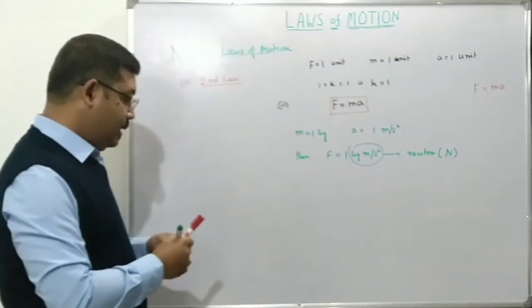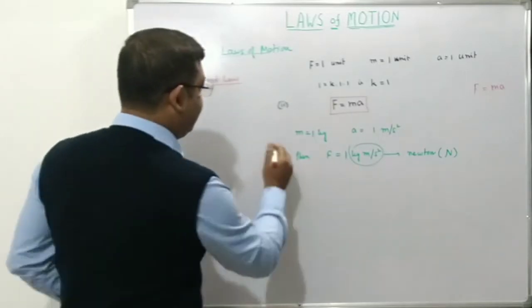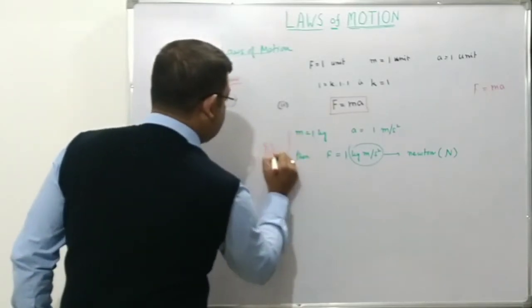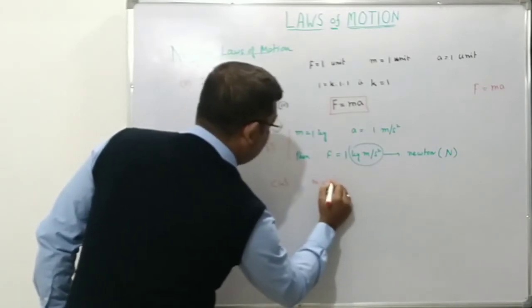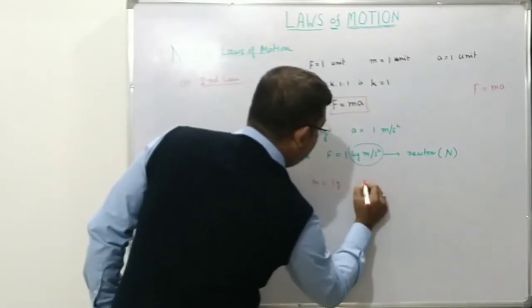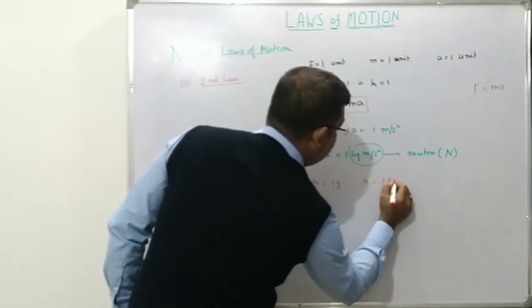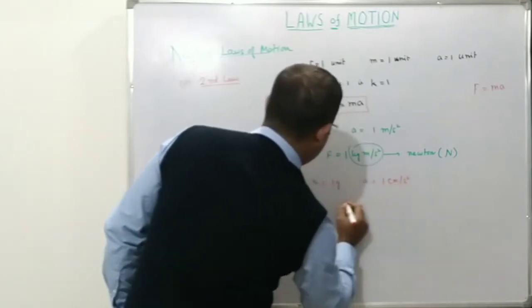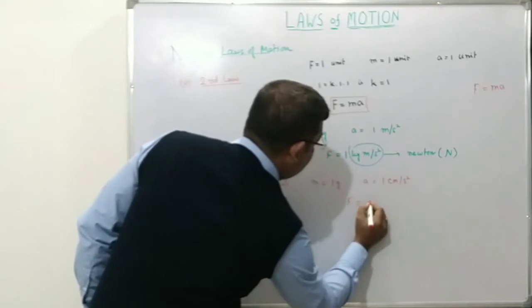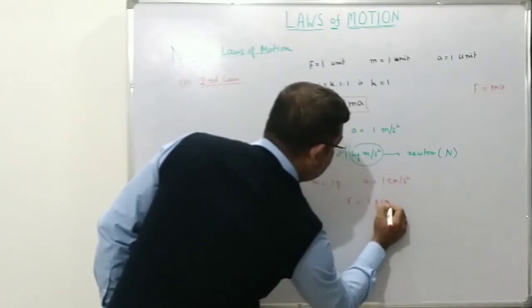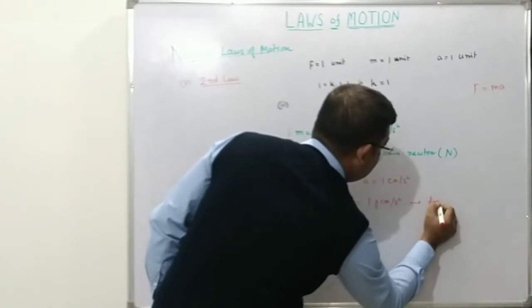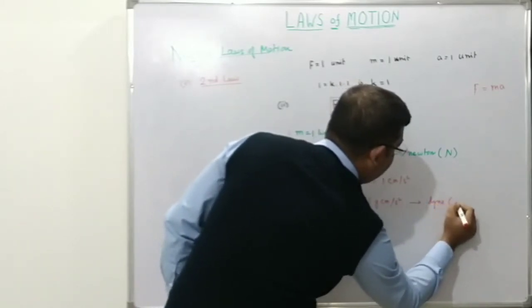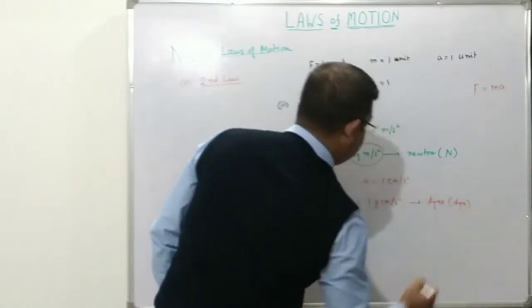If we consider the CGS units, this is SI, CGS. m is 1 gram. Acceleration will be given by 1 centimeter per second square. Therefore, force will be equal to 1 gram centimeter per second square. This is known as dyne, or abbreviated as dyn, dyne.